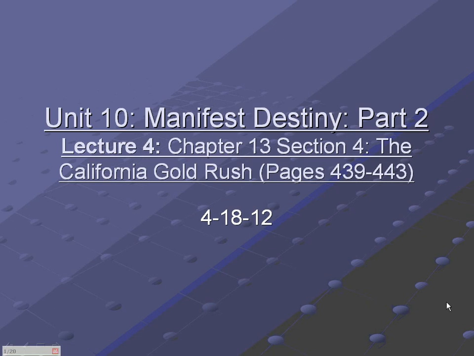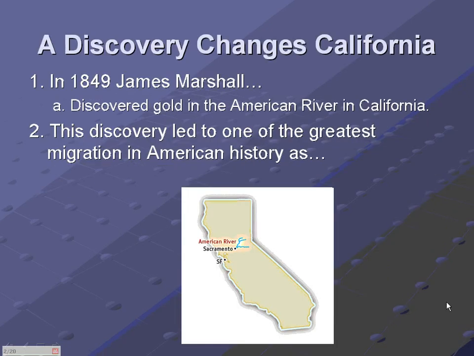And the land that is known as California today is included in what we call the Mexican Cession. And that was all covered in Lecture 3. A discovery changes California. In 1849, James Marshall discovered gold in the American River in California. This discovery led to one of the greatest migrations in American history, and migration meaning people moving from one place to another place.